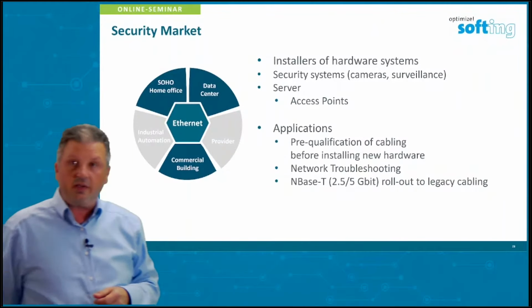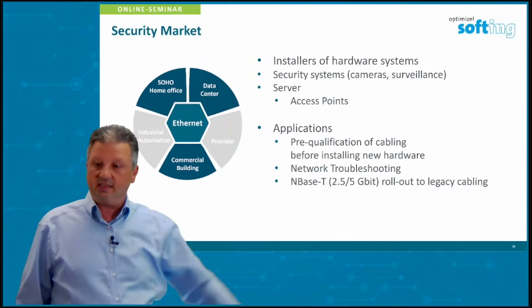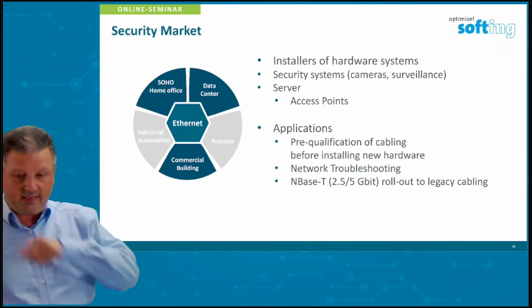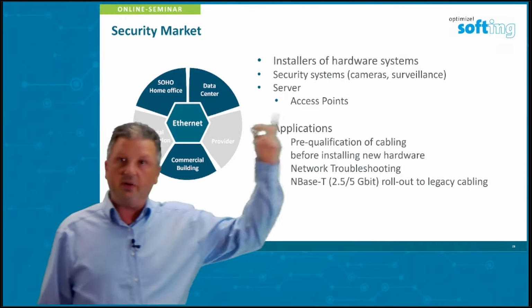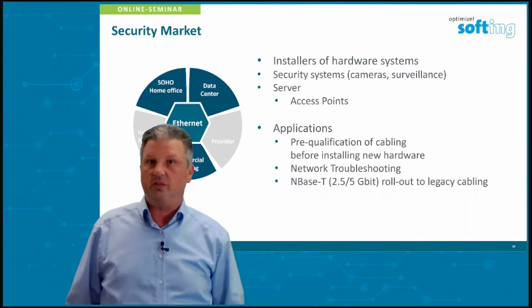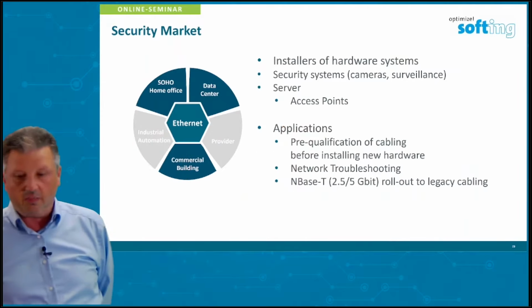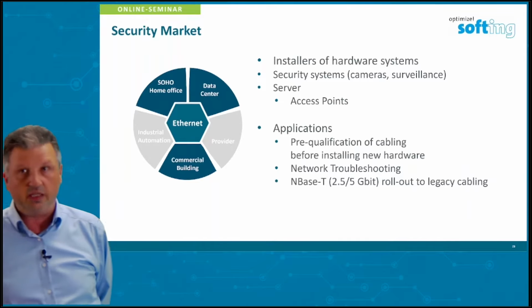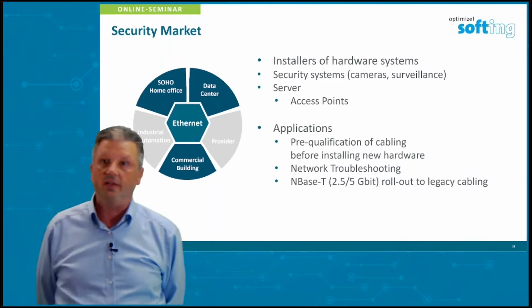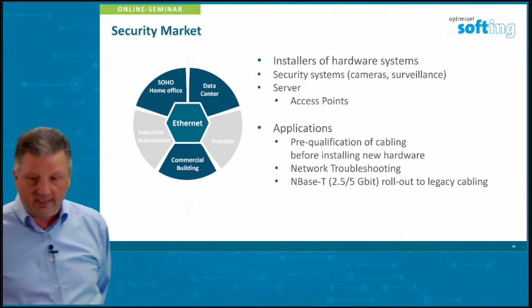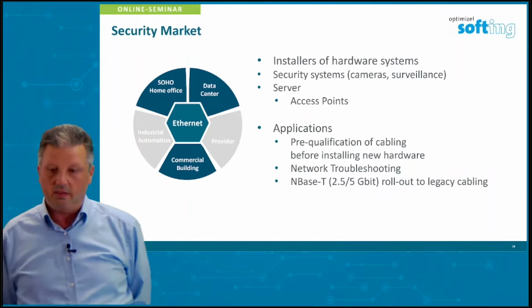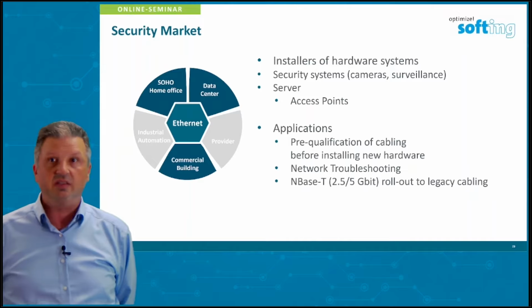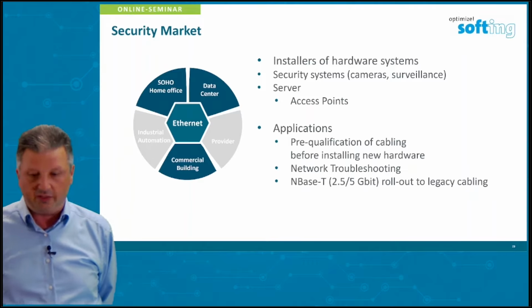In the security market, also at a higher range in office buildings, commercial buildings and data centers, with camera security controls. As services come at a higher rate, you also need access points with Wi-Fi at a higher rate. Here too, pre-qualification is needed and really good to have beforehand.